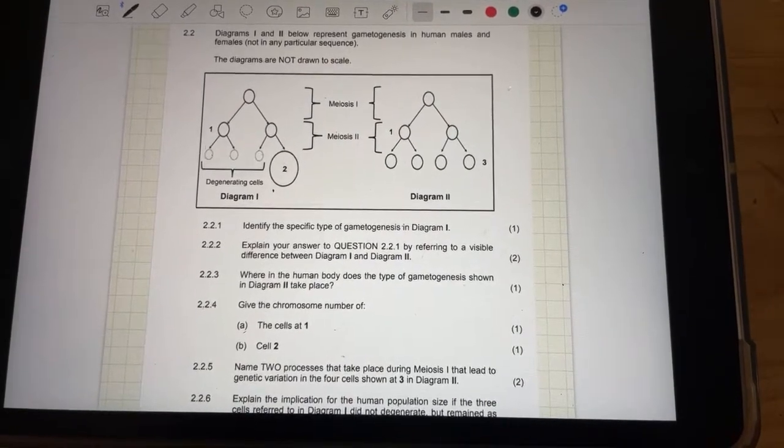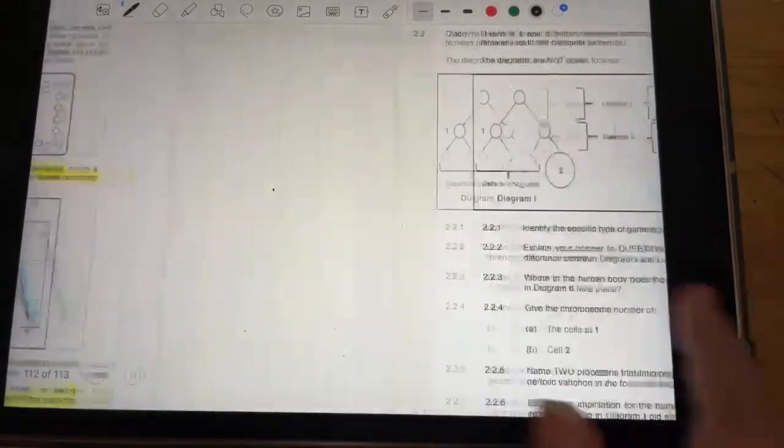And can I repeat the development of a zygote? Sure, I can do that for you.